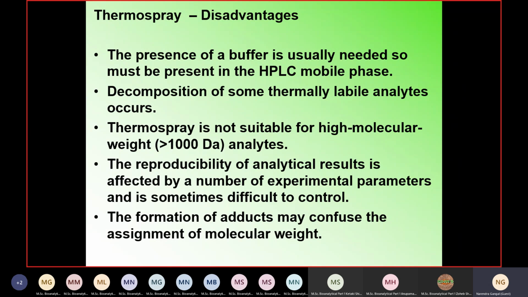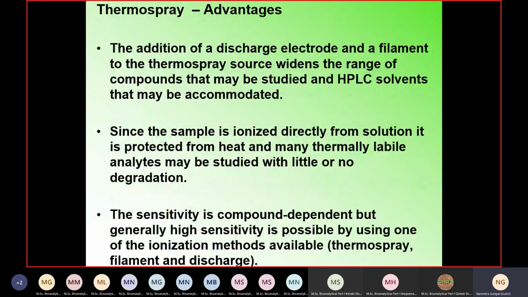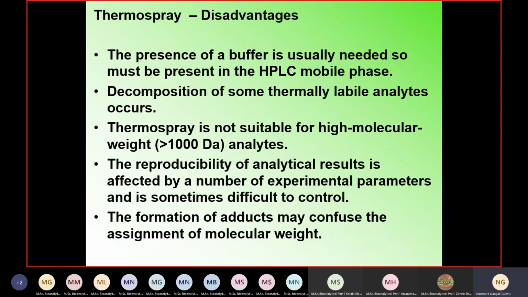As I said, first I talked about the advantages. Many of the thermally labile species are protected, but some of the very delicate species may still get decomposed. Then it is not a suitable technique for very high molecular weight. If I have to study polymers, peptides, or other biomolecules, I can't use thermospray, because thermospray is not suitable for 1 million, 2 million, 3 million molecular weights. It is suitable only for about 1000 Dalton.